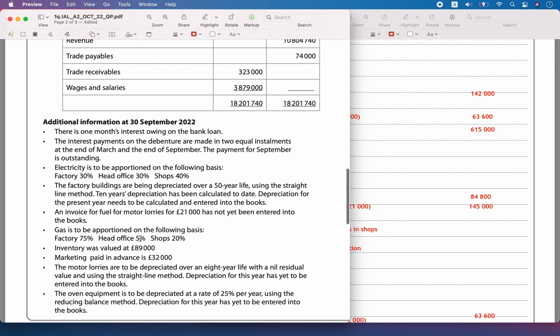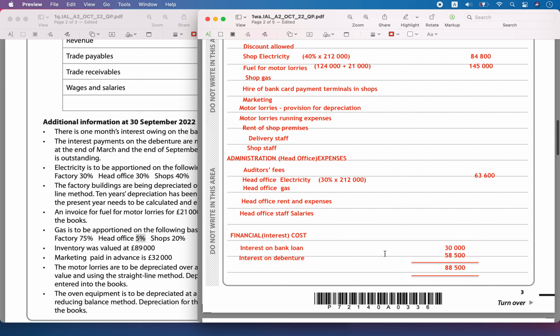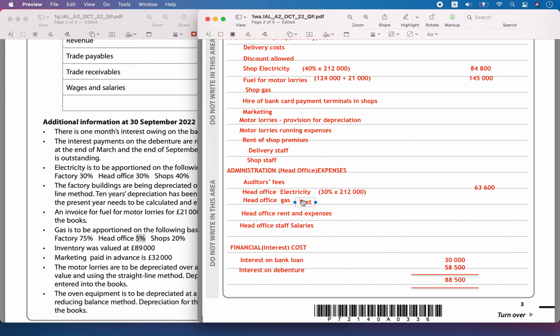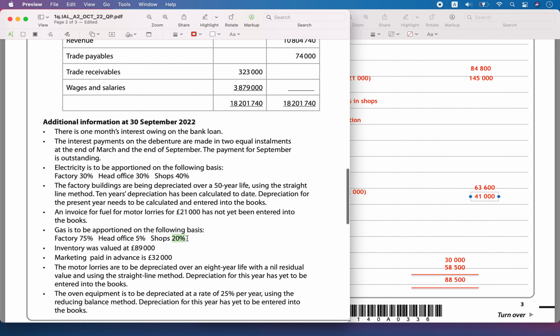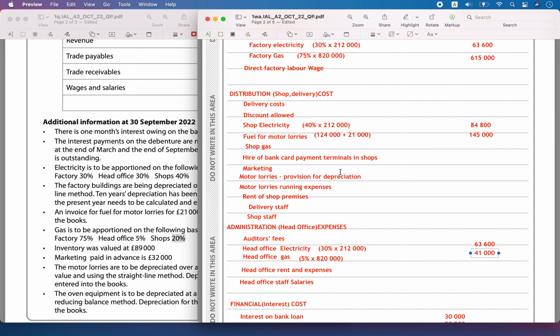Okay. Then it says head office, it is 5% of, in the head office also they are using the gas. So that is going to be 5% of 820,000 of the total expenses. So that is going to be equal to 41,000. Then you have shops, it is 20% of 820,000 for the shop. Okay, the shop gas is being used, it is 20% of 820,000. So that is going to be equal to 164,000.